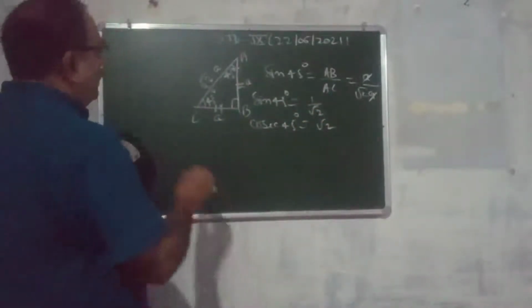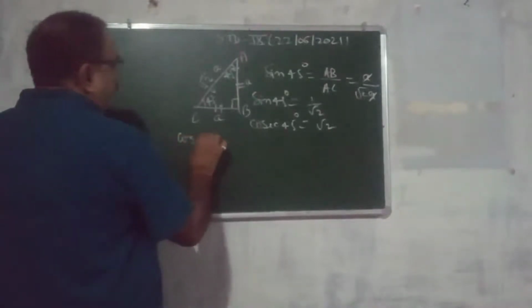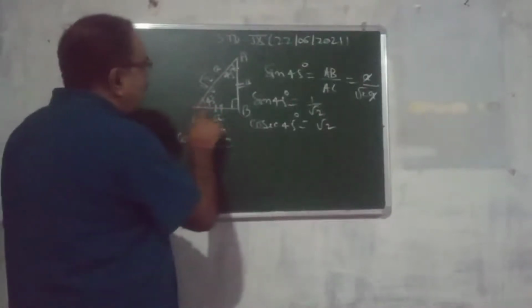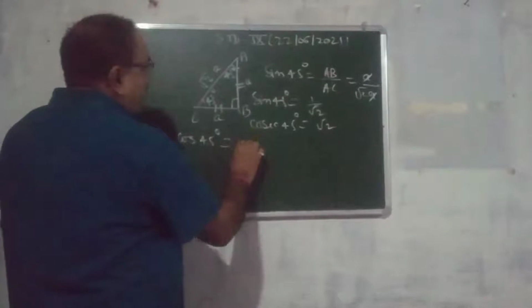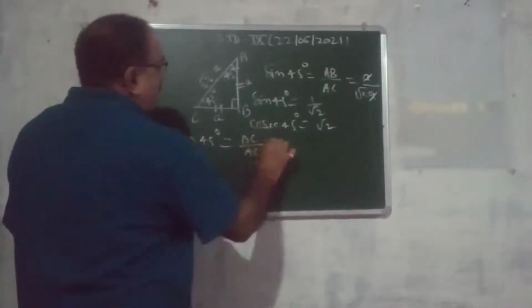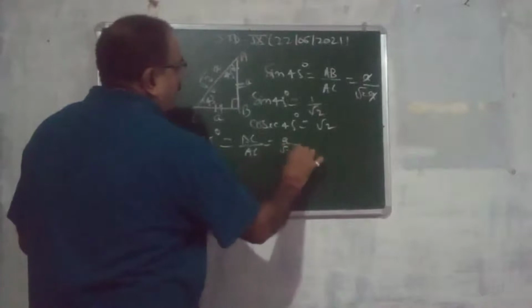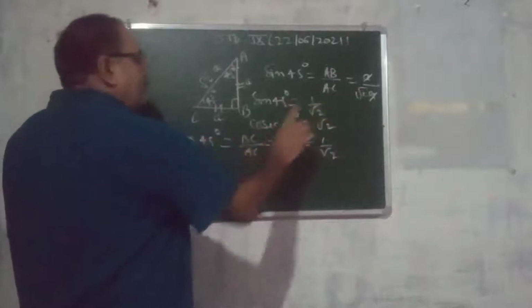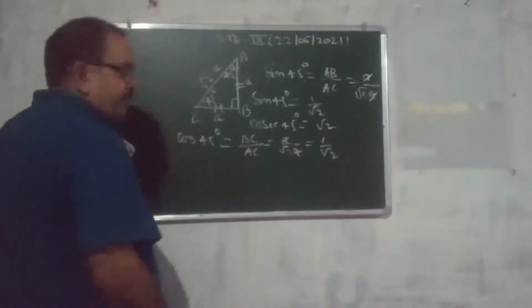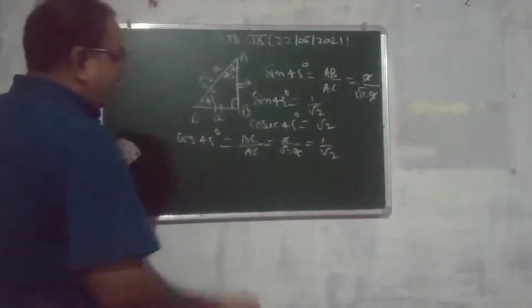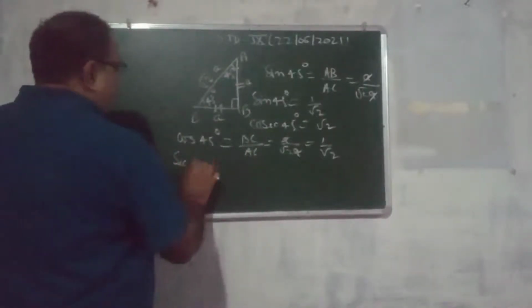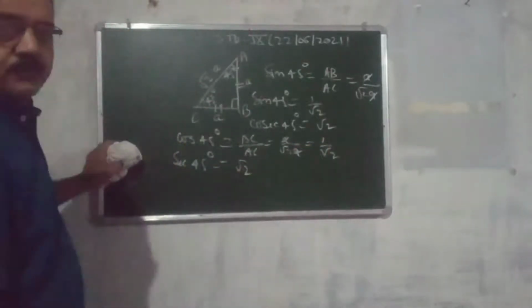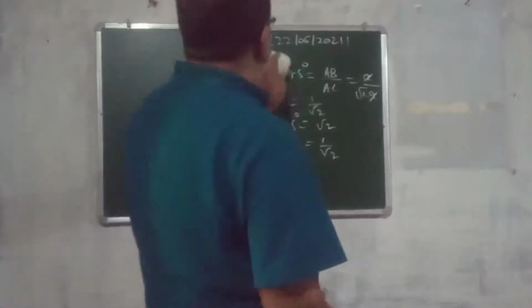Similarly, cos 45 degree. I have taken this angle C, and for this angle BC is the base. Cos is base by hypotenuse. Base is A, hypotenuse is root 2A. Cancel, 1 by root 2. So sin 45 is 1 by root 2 and cos 45 is also 1 by root 2. Now what is the reciprocal of cos? Sec. Sec 45 degree, the reciprocal of cos, will be equal to root 2.